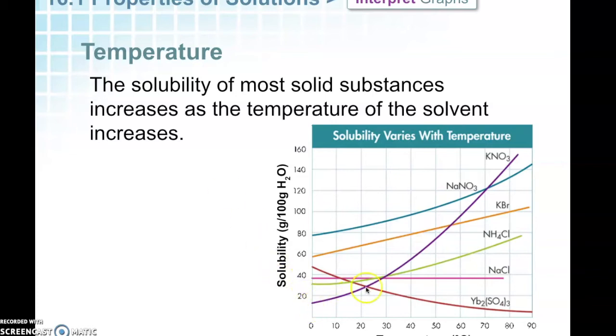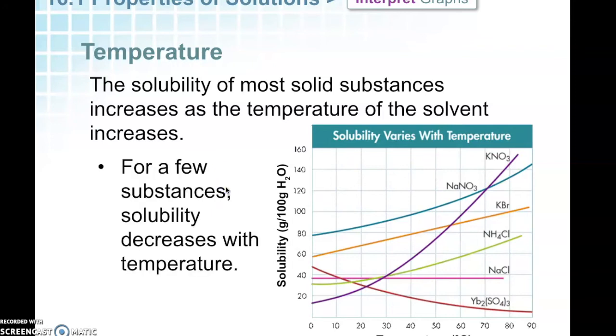So here's the solubility line. As temperature increases, you can see KNO3, NaNO3, KBr, NH4Cl all dissolve at a faster rate if we heat them up. NaCl stays constant, and then only one that doesn't is this. The rule isn't always true that increasing temperature makes it dissolve, but it's generally true.